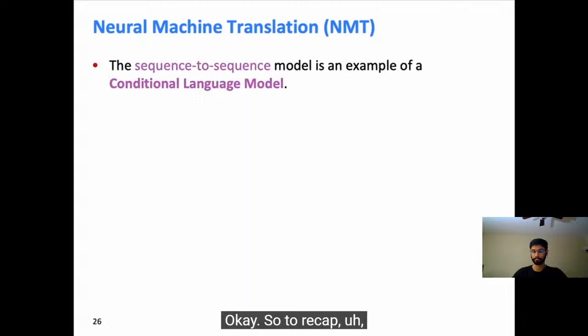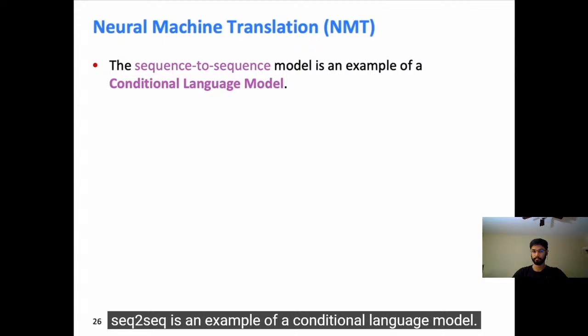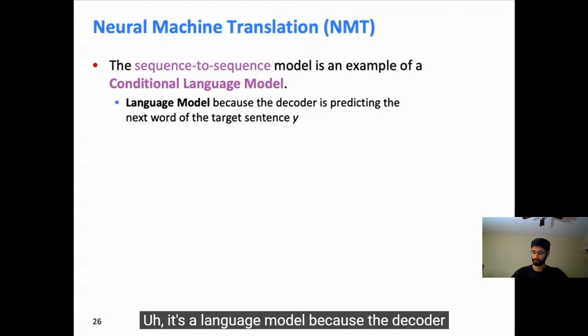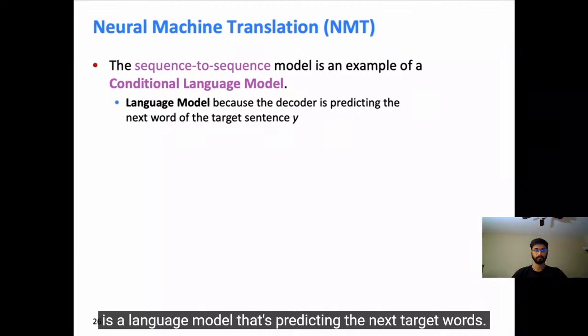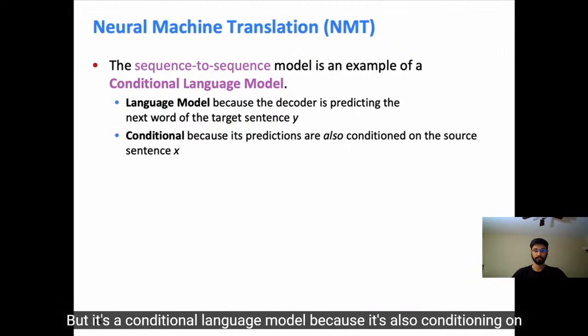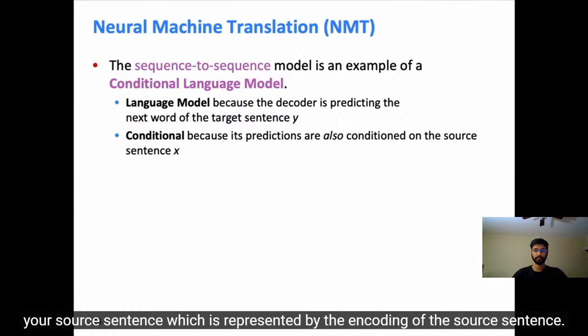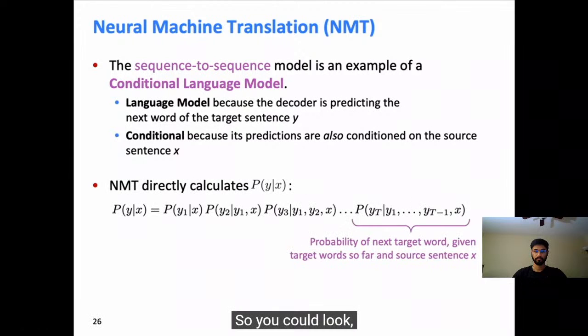Okay. So to recap, seq2seq is an example of a conditional language model. It's a language model because the decoder is a language model that's predicting the next target word. But it's a conditional language model because it's also conditioning on your source sentence, which is represented by the encoding of the source sentence.